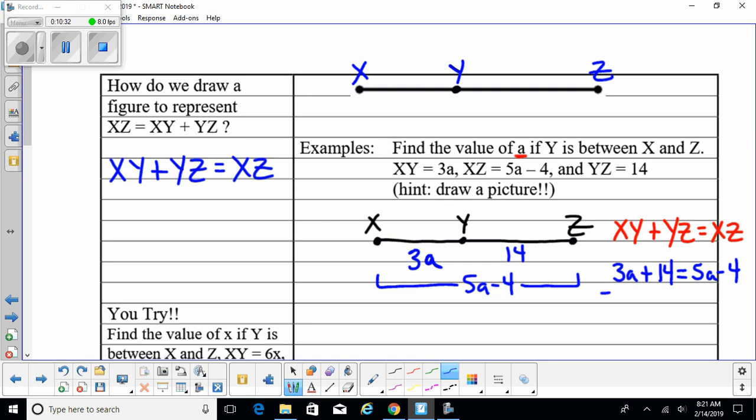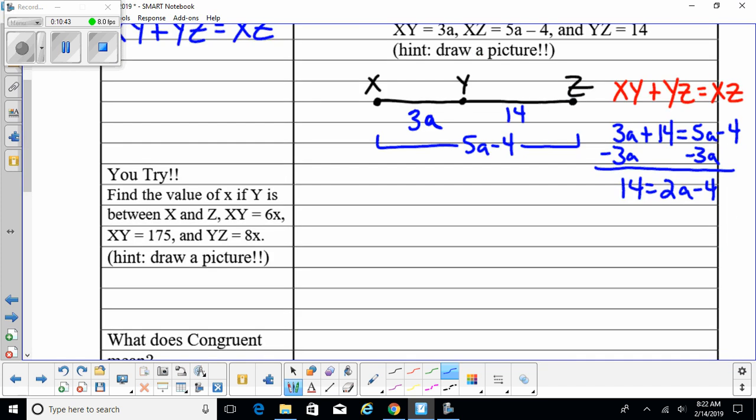Let's do some algebra real quick. We're going to subtract a 3a from both sides. That's going to get us 14 is equal to 2a minus 4. And then we're going to add a 4 to both sides.